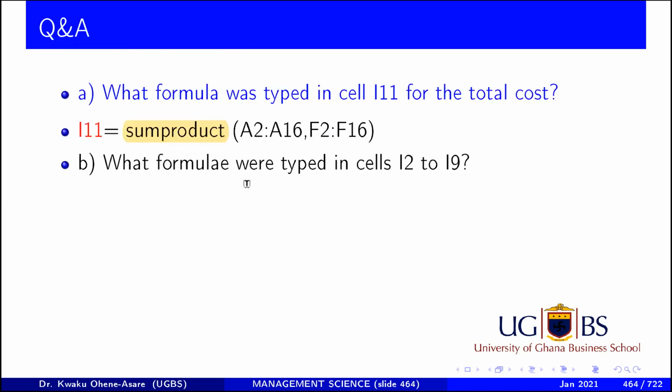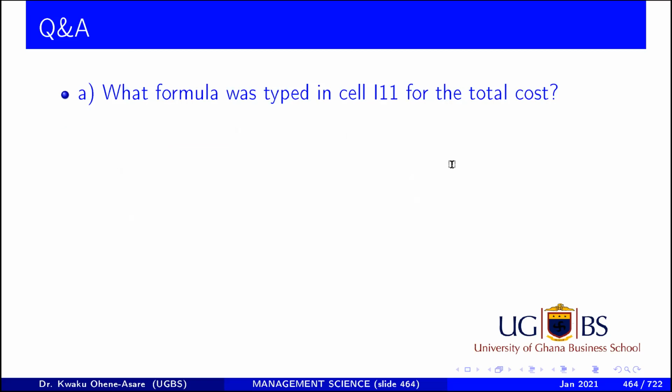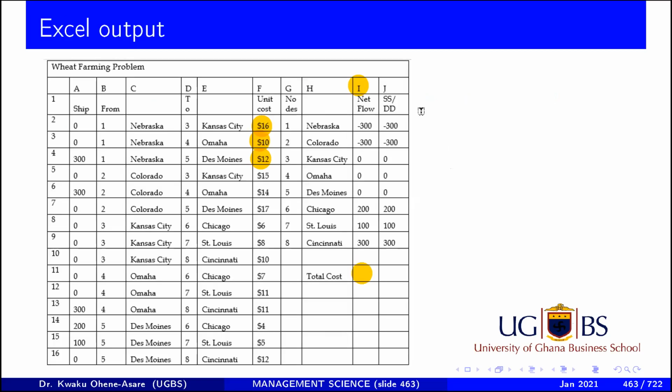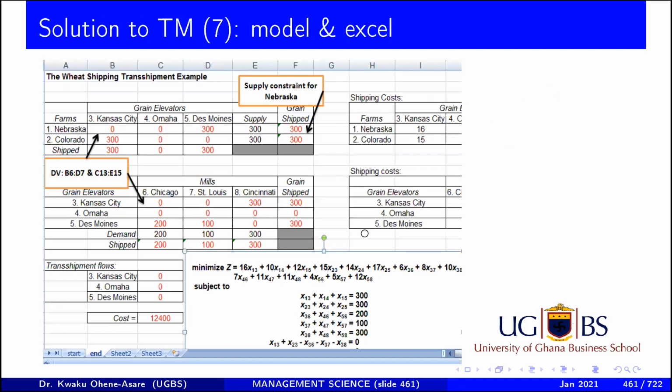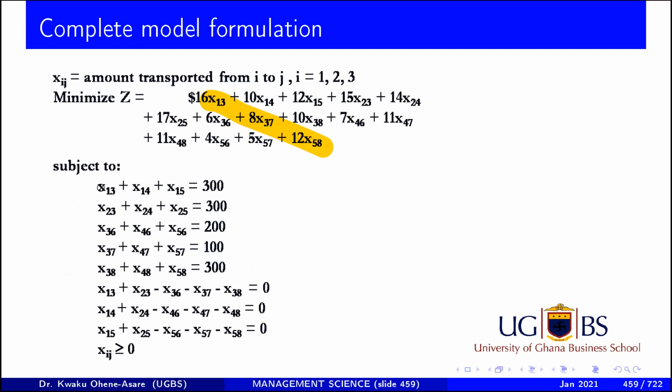Okay, the next one is what formula was typed in cell I2 to I9. It is a sum product if. It's a very complex formula, but you just need to understand. I2 to I9. Now, when you go back, you will know that that is representing the left-hand side of the equation. These ones, the left-hand side of the equation. So you can now use your own approach.